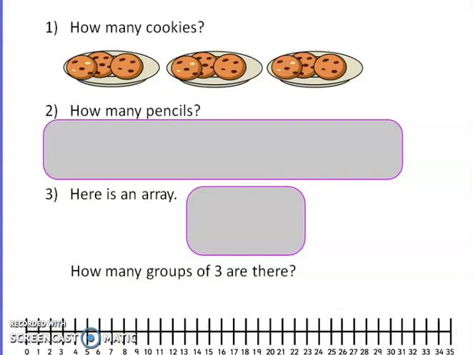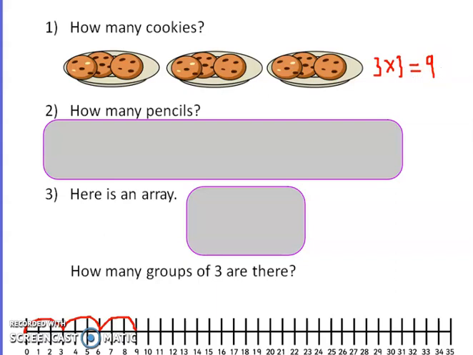Have a look at the picture on the board. How many groups of 3 have we got all together? I'm going to use the number line to help me. Starting from 0, and I'm going to use the picture to count up in 3s. I've got 1 lot of 3 cookies, 2 lots of 3 cookies, 3 lots of 3 cookies, 3, 6, 9. So this picture shows us that 3 lots of 3 cookies equals 9.